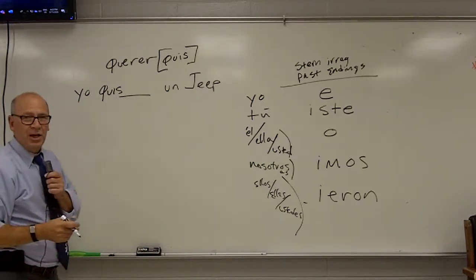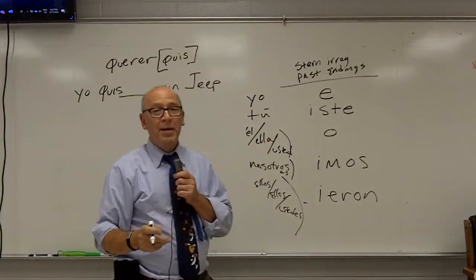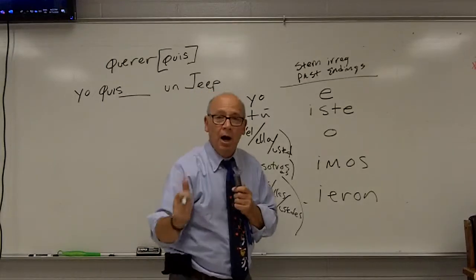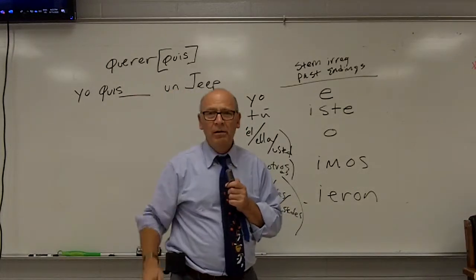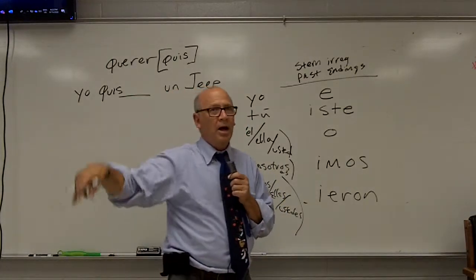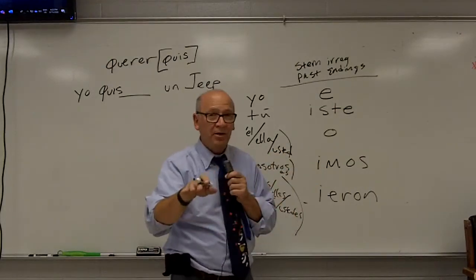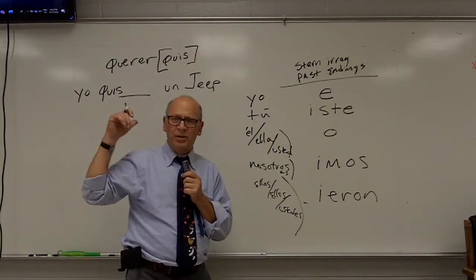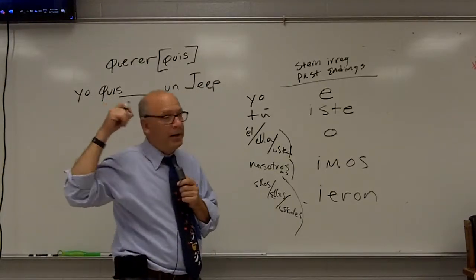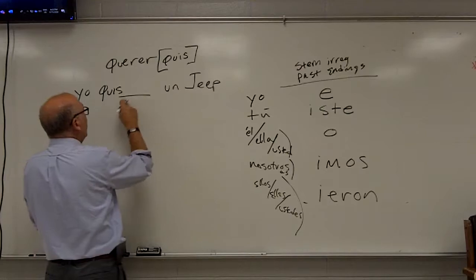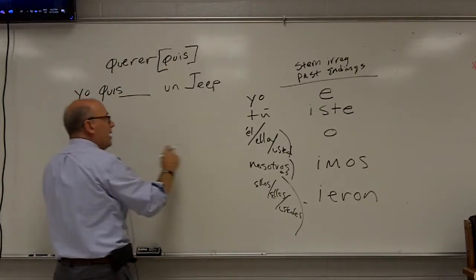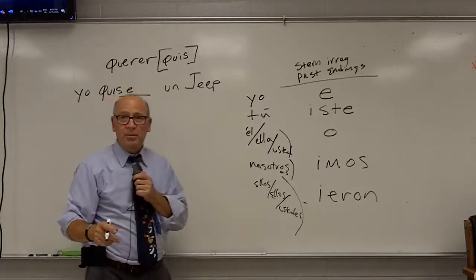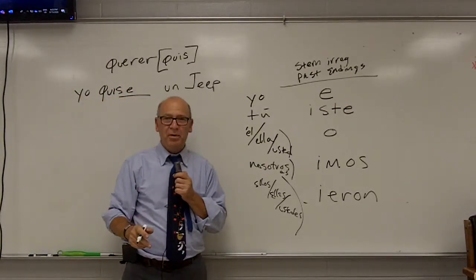I wanted a Jeep. Now, make note of the fact that when I do this in the preterite verb tense, I'm saying, I wanted a Jeep, but not anymore. If I say, oh yeah, I wanted a Jeep, but maybe I still do, that's another verb tense, don't worry about it. But I wanted one. All right, yo, Q-U-I-S, and the I, go to the grid. Yo quise un Jeep.